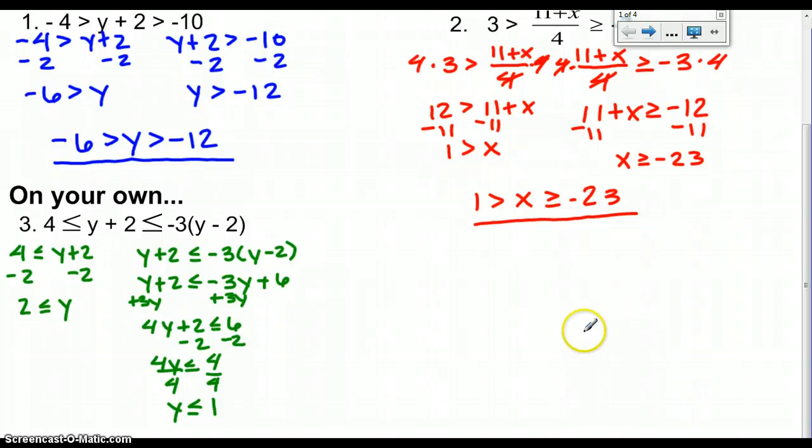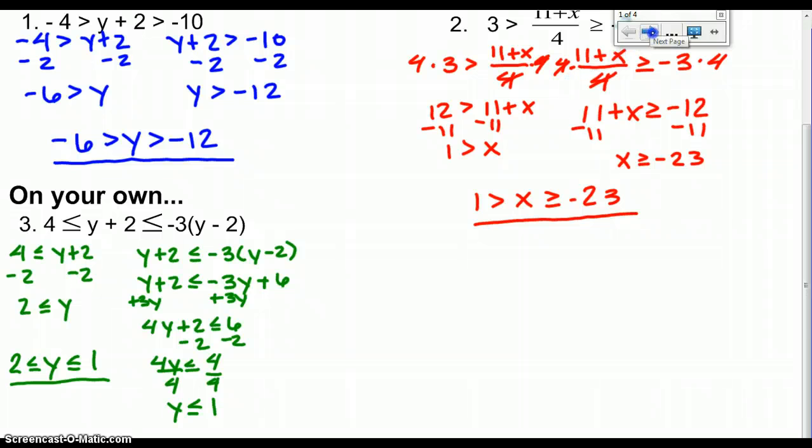Okay, I'm back. You can see what I did. For the first one, we just have 4 is less than or equal to y plus 2. So we subtracted 2 to get 2 is less than or equal to y. And then for the next one, we had to distribute the negative 3. And then we had to add the 3y to both sides. Then subtract the 2, divide by 4, and we get y is less than or equal to 1. So our answer should be 2 is less than or equal to y, and then y is less than or equal to 1. So that's our answer right there.